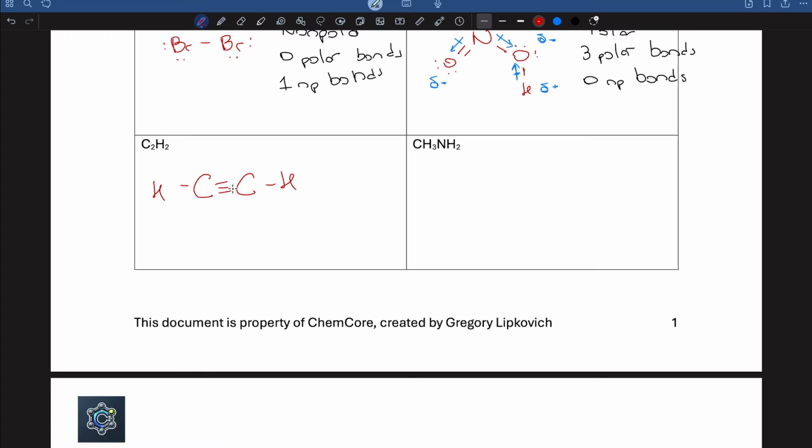And so we're not going to have any arrows pointing in any direction here. Therefore, this molecule is overall nonpolar. We don't have any polar bonds.